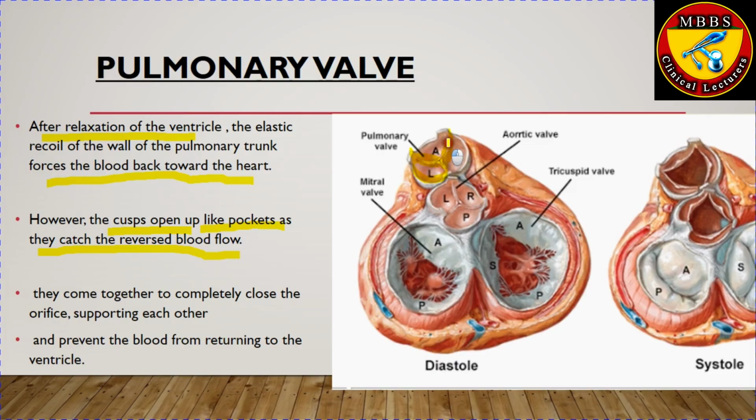So they all are now filled with blood like pockets, and they support each other and come together to completely close the orifice. And hence, by this, they prevent the blood from returning back to the right ventricle.